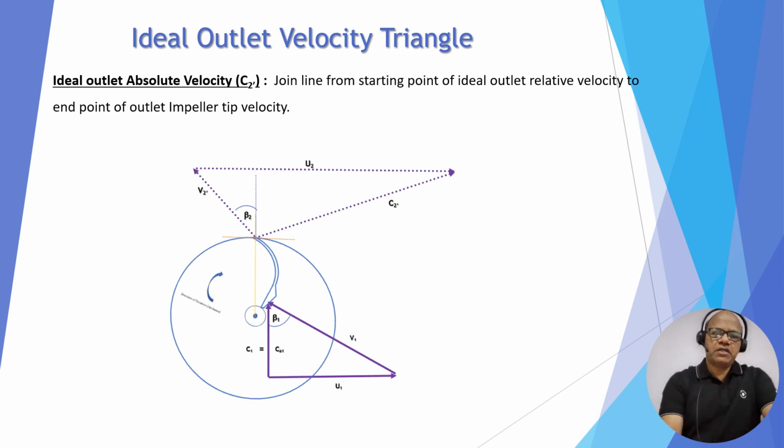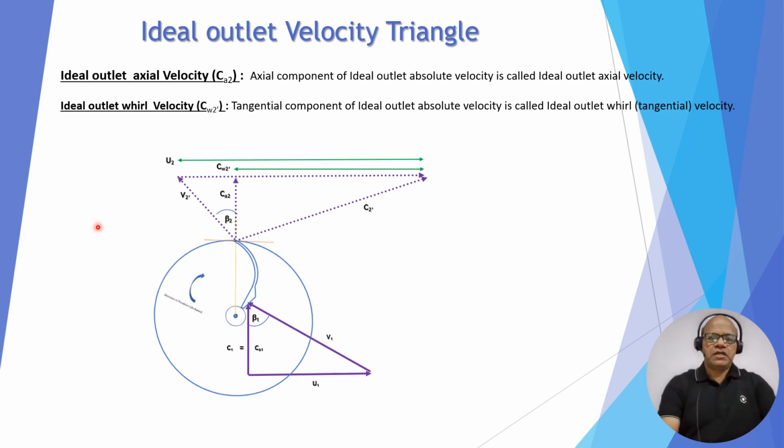Then the ideal outlet absolute velocity is C2 dash. We just join the starting point of V2 dash and the endpoint of U2. This will give the ideal outlet absolute velocity, C2 dash. Now it has two components. One is the ideal outlet axial velocity, CA2, the axial component of C2 dash. Similarly, the ideal outlet whirl velocity CW2 dash is the tangential component of C2 dash, which is shown here.